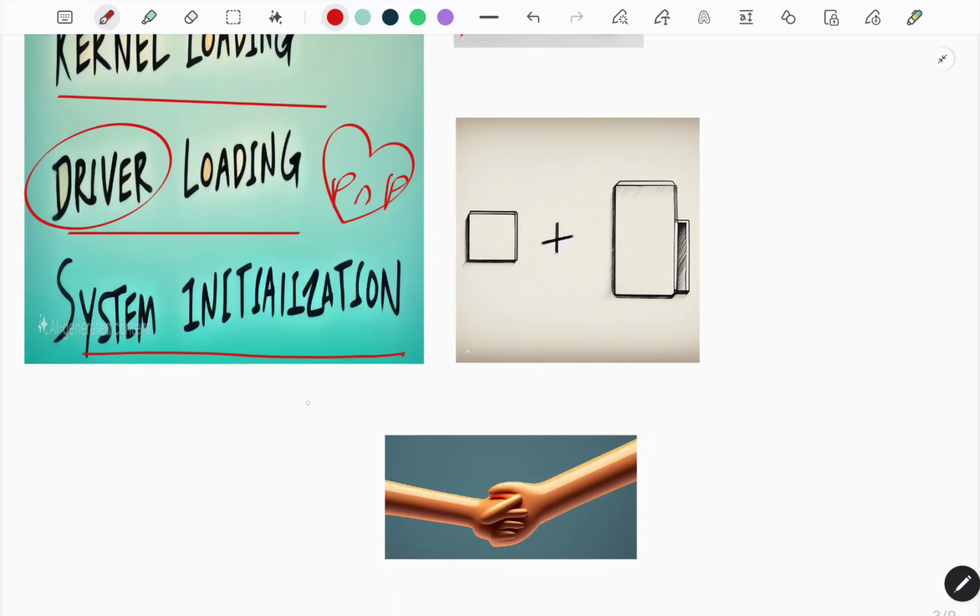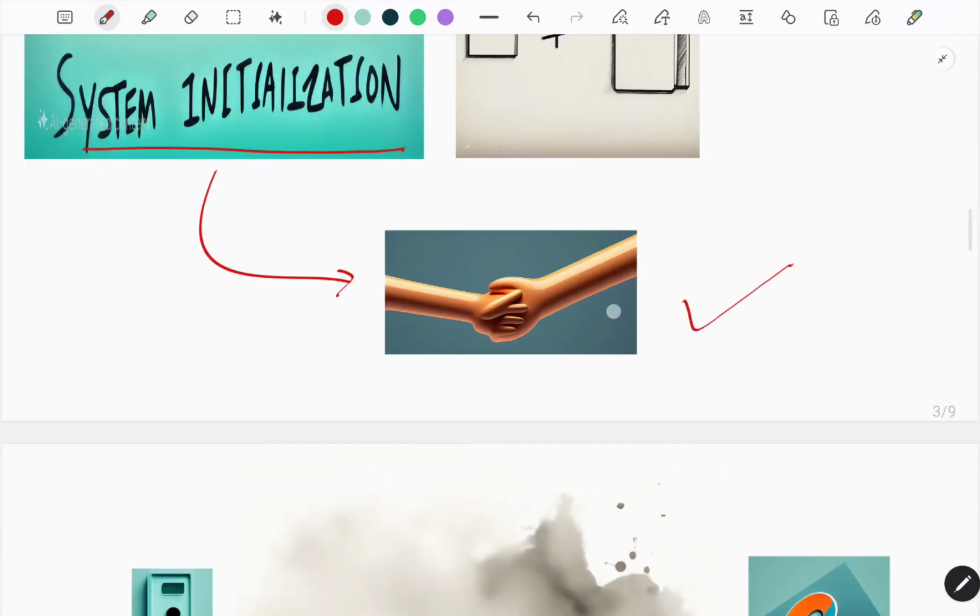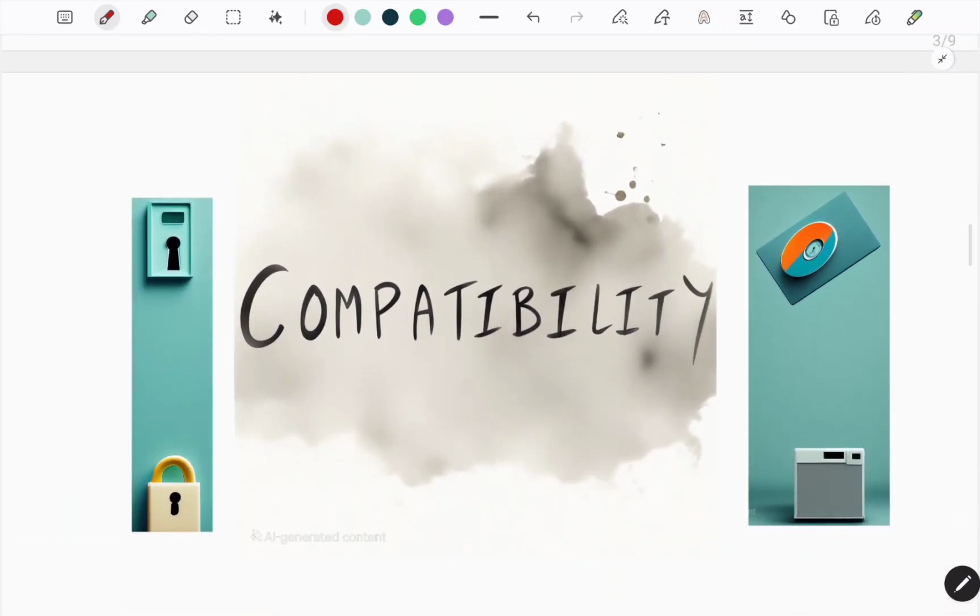So if the handshake is okay, we are happy. I give you a handshake, you handshake with me, we are happy. But if I give you a handshake and you go like this and look on top, it means you don't want to initiate. So it means it's not okay. If it's not okay, then what happened? It's the compatibility.